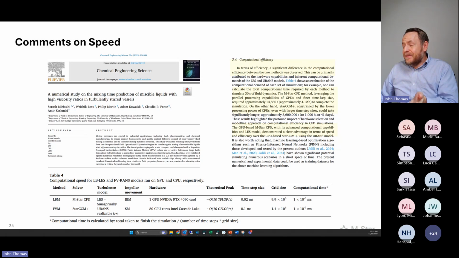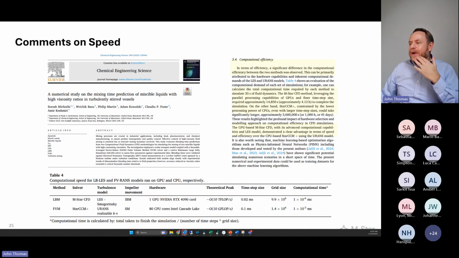In the M-Star method, leveraging GPUs and the smaller time step, it takes about 4 hours to run the 30-second simulation. Using finite volume on URANS, nonetheless, which isn't even giving us that small pyramid structure, it's 41 days. It's not even close.